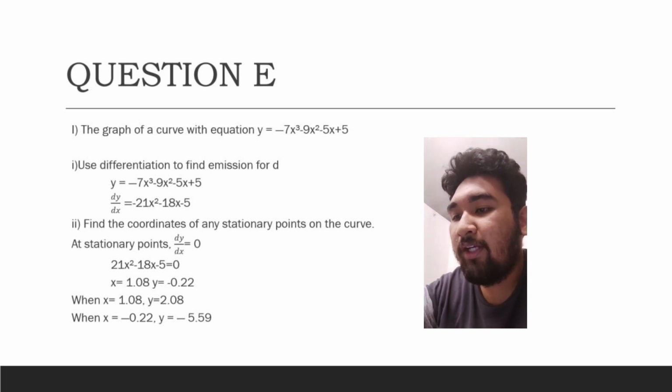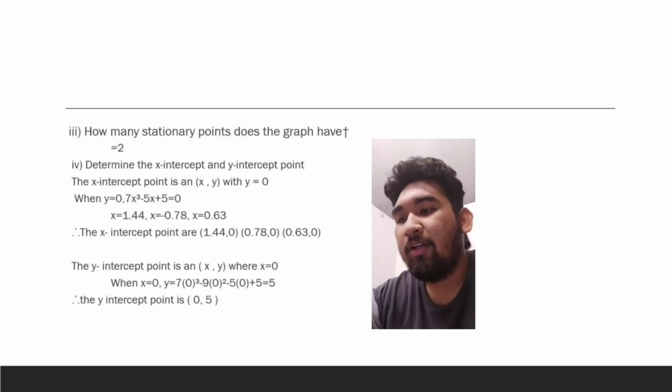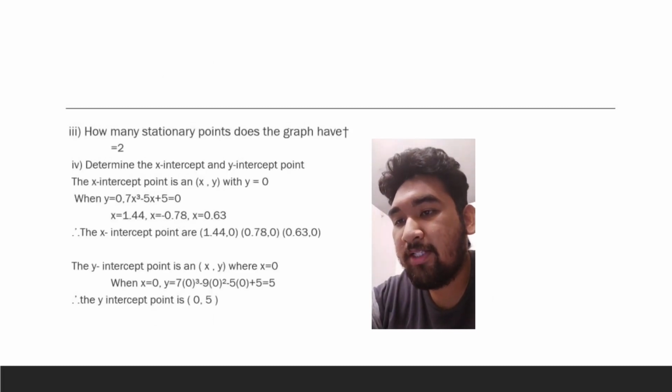Question 2. Find the coordinates of any stationary points on the curve. At stationary points, dy per dx equals 0. 21x power of 2 minus 18x minus 5 equals 0. x equals 1.08, x equals negative 0.22. When x equals 1.08, y equals 2.08. When x equals negative 0.22, y equals negative 5.59. Question 3. How many stationary points does the graph have?